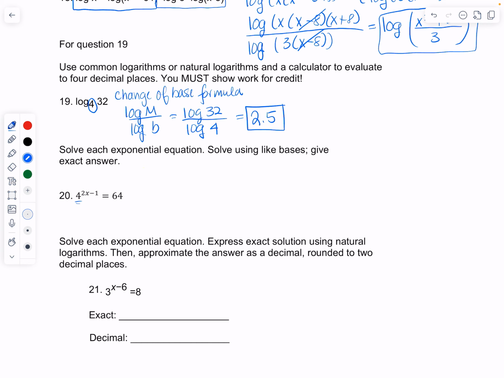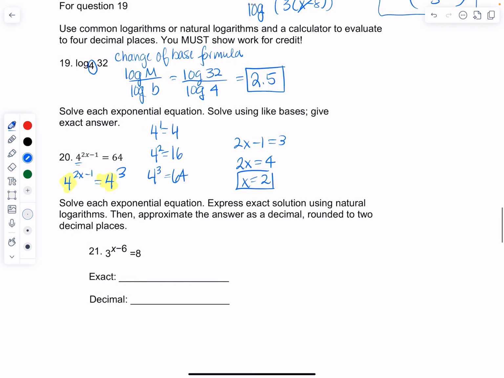Okay, so let me just write this out. 4 to the first is 4. 4 to the second is 16. 4 to the third is 64. There it is. Okay? So we're going to rewrite 64 as 4 to the third. So 4 raised to 2x minus 1 equals 4 to the third. Now my bases are exactly the same, so I can set the exponents equal to each other. So 2x minus 1 equals 3. Putting 1 over to the other side, 2x equals 4. X equals 2 is the answer.